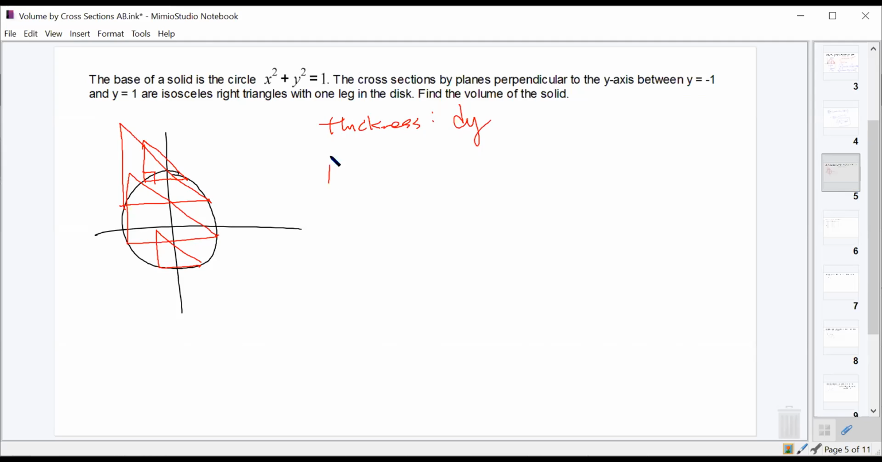And what is the area of one of these triangles? It should be 1/2 the base times the height, right? Well, the base and the height should be the same, right? Because these are isosceles right triangles, right? That's what we were told. So we just need to figure out what the length stretching across here is.